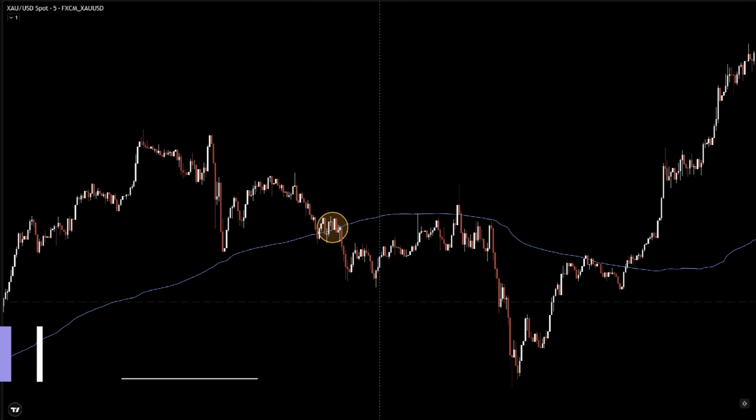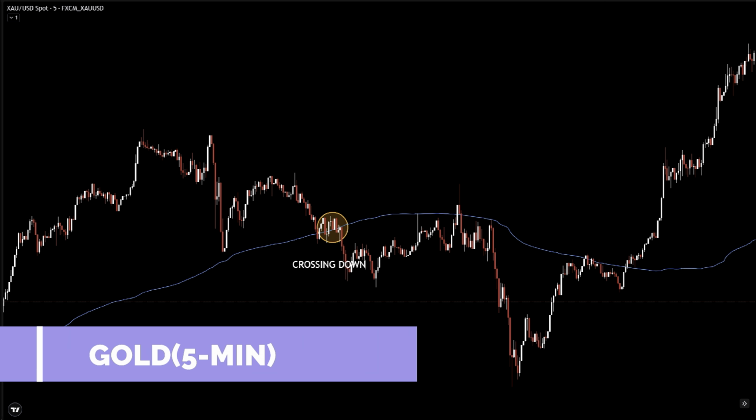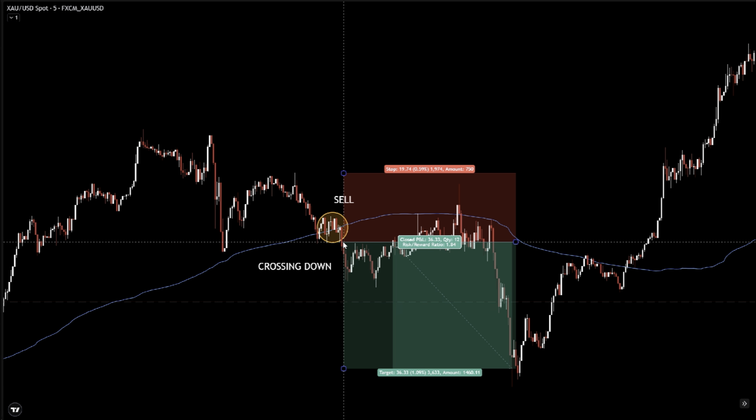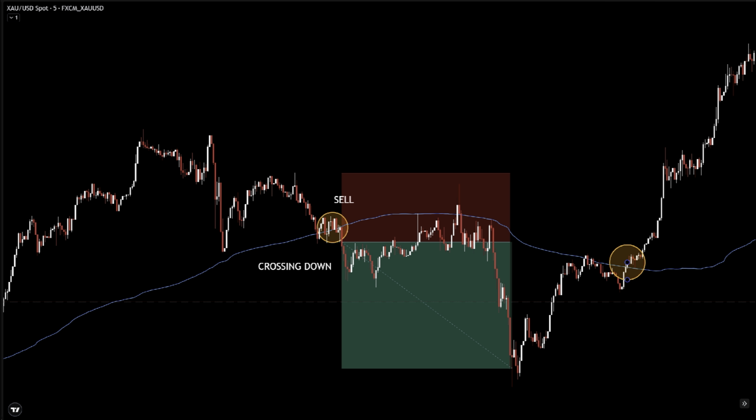Like right here on this gold trading chart. Price crosses above, hits target, crosses below, hits target again. Looks perfect, right? But here's what nobody tells you about trading in the financial markets.